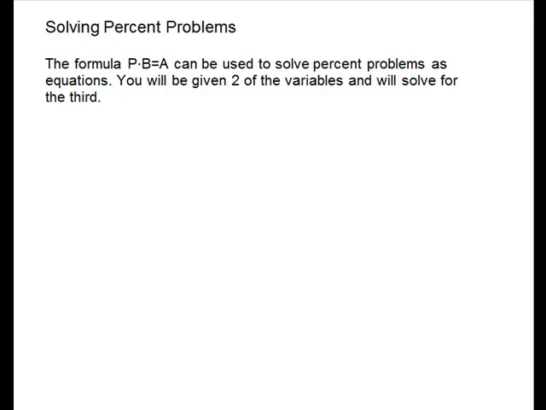Solving percent problems. We're going to look at solving percent problems as equations. They can also be solved with ratios, but we're going to concentrate on using equations. The formula P times B equals A can be used to solve the percent problems as equations. You will be given two of the variables and will solve for the third.